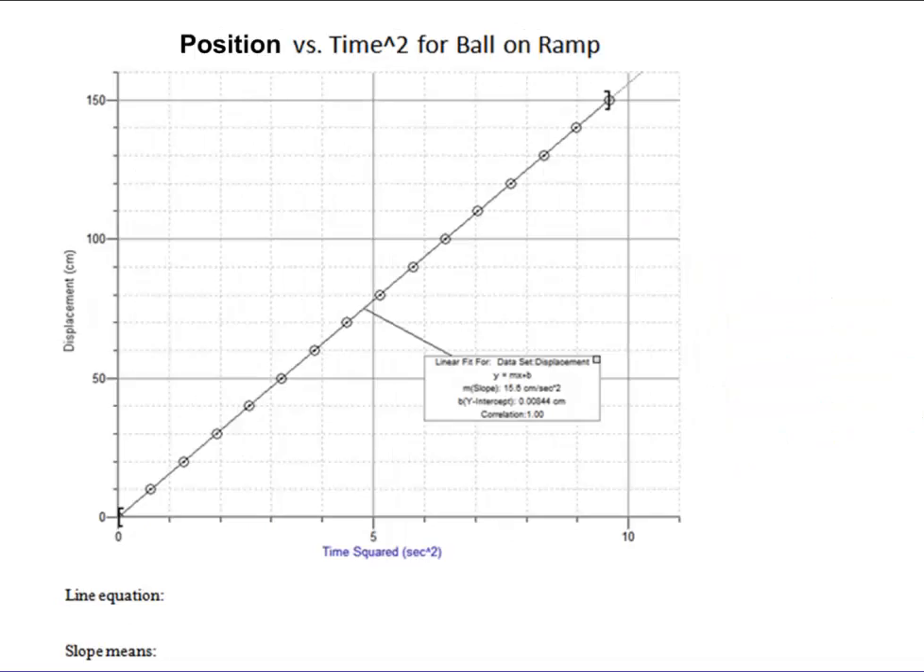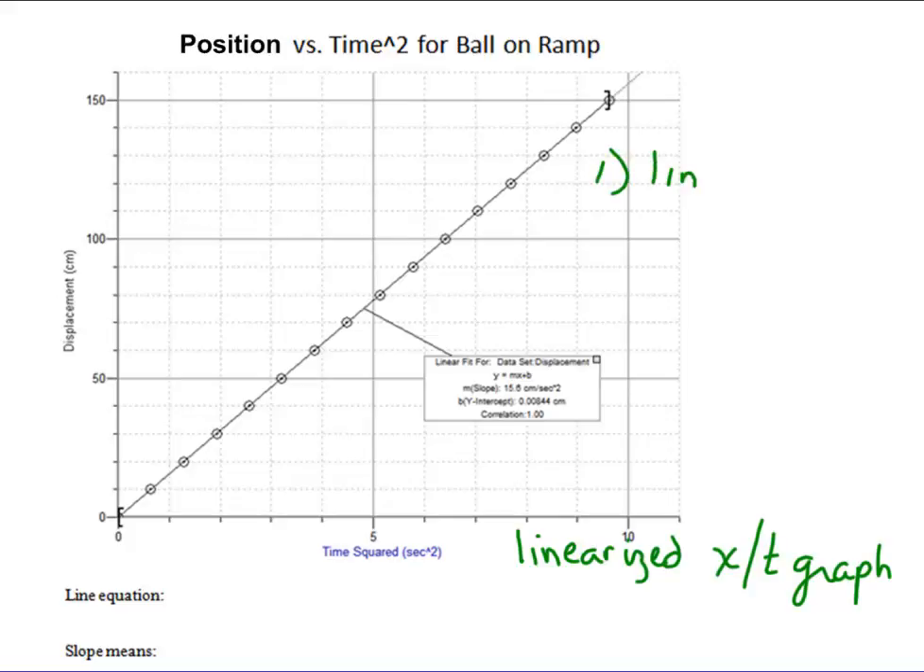Your last graph is a position versus time squared graph. Well, why did you make this graph? If we take a look at it, we started out with a position time graph that was curved. One of the things we learned in our first unit was that when we have a curved line, we learn a couple of different ways to linearize it. And the way we would linearize a parabolic graph is to square the horizontal variable. So we linearized the position time graph. And that's why we made this one. So for this particular graph, again, I want you to give me the line equation. Second thing I want you to do is tell me what the slope means.